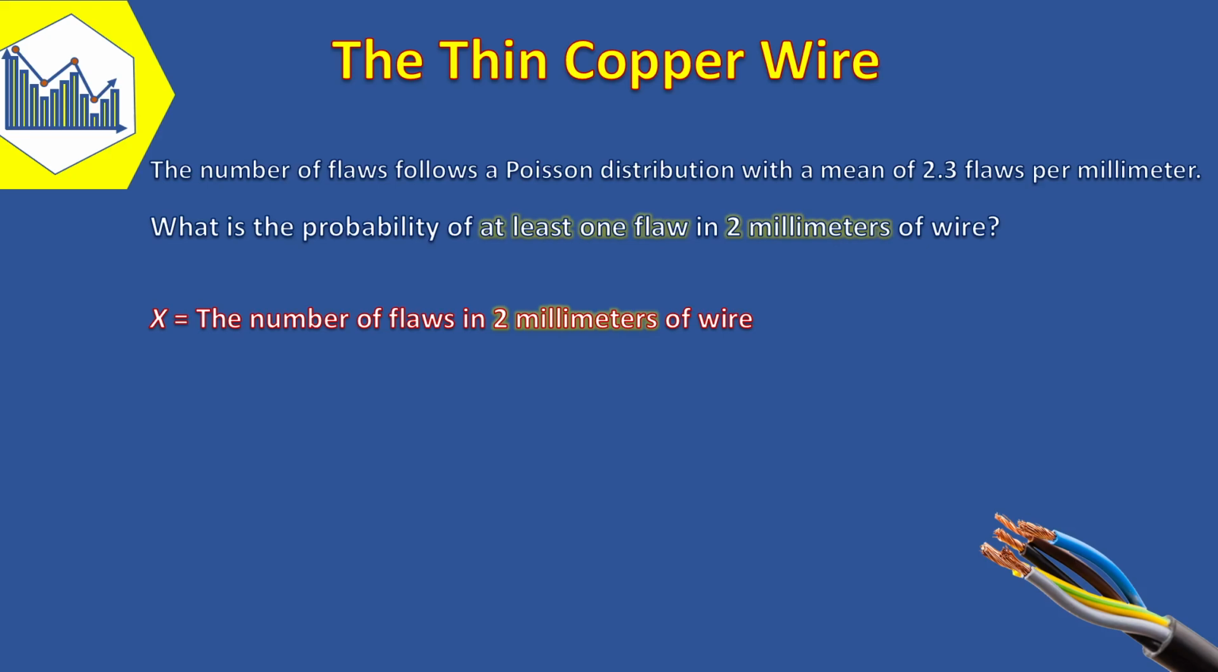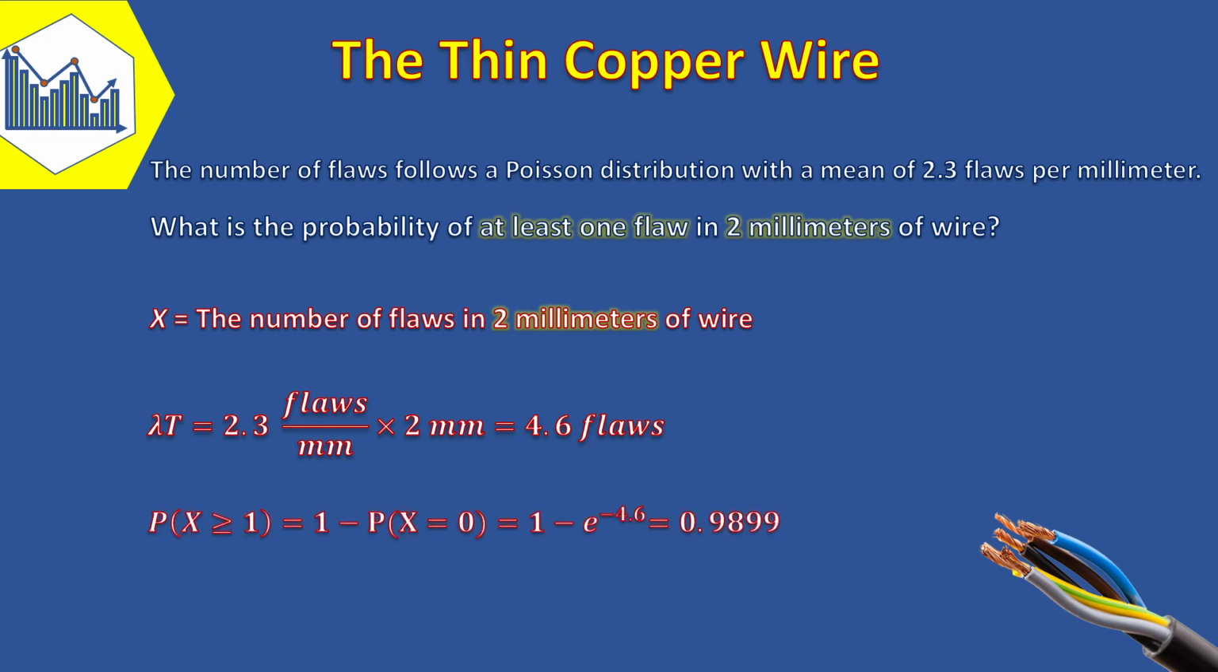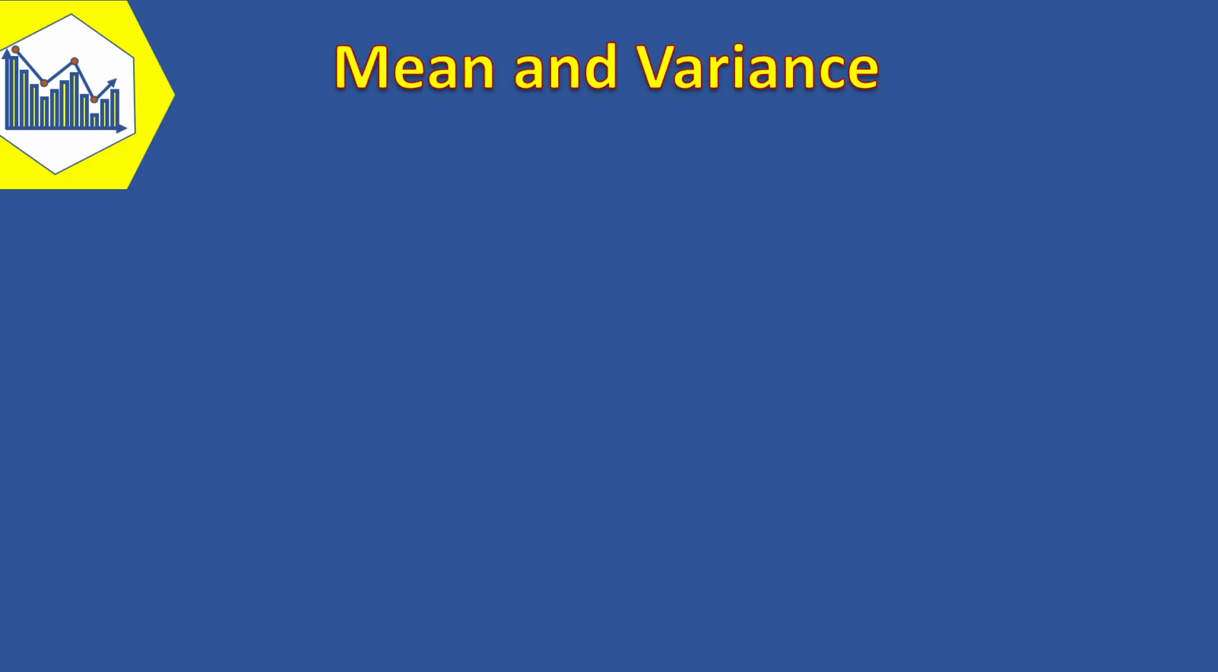Now, what is the probability of at least one flaw in 2 millimeters of wire? Let x denote the number of flaws in 2 millimeters of wire. Then x has a Poisson distribution with lambda t equal to 2.3 flaws per millimeter times 2 millimeters, which is equal to 4.6 flaws. Therefore, the probability of x greater than or equal to 1 is equal to 1 minus the probability of x equals 0, and that is 0.9899.